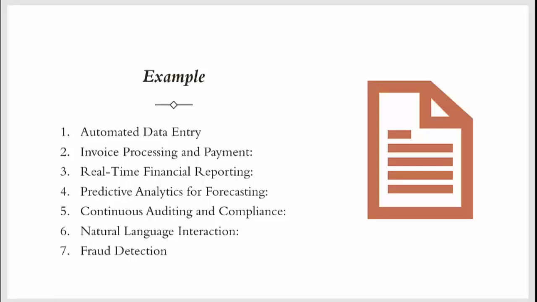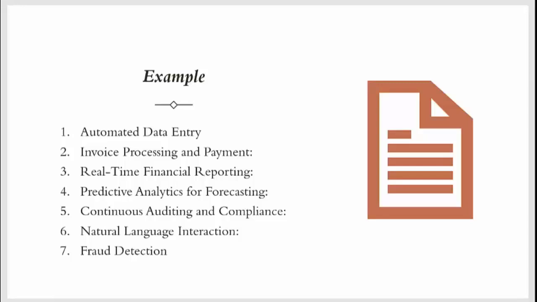2. Invoice processing and payment. When GreenTech receives an invoice, the AI system scans and processes it, matching it with the corresponding purchase order and receipt. If everything matches, it schedules the payment automatically. 3. Real-time financial reporting. The AI system provides real-time financial reports, allowing the business owner to see up-to-date information on revenue, expenses, and cash flow. The owner can access these reports from any device, anywhere.